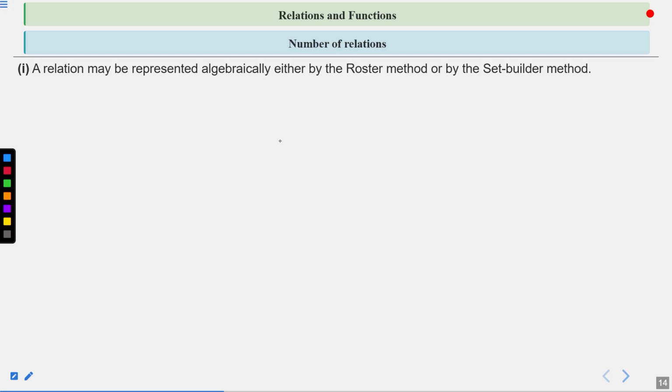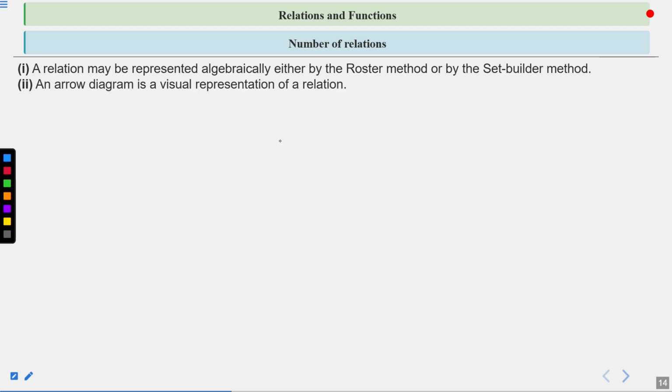Now, a relation may be represented algebraically either by the roster method or by the set builder method. So you have two methods by which you represent your sets or relations: roster and set builder.